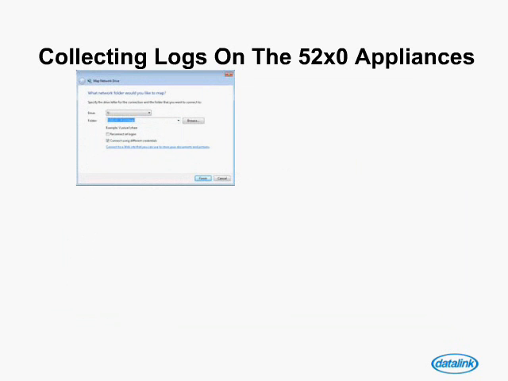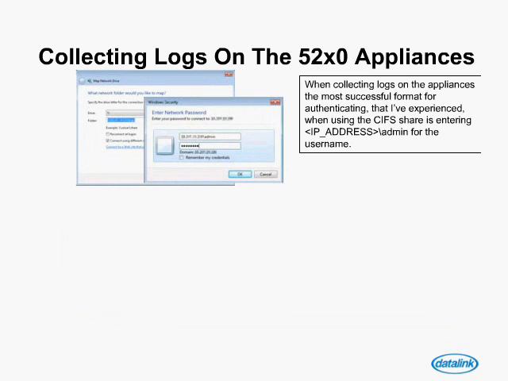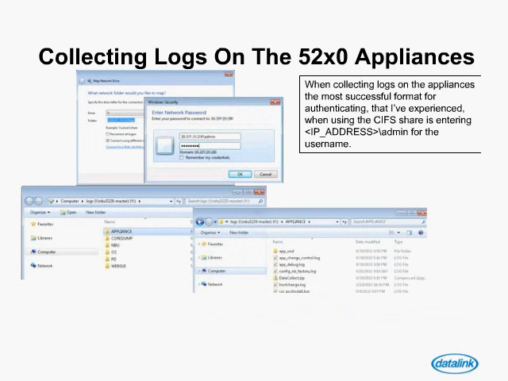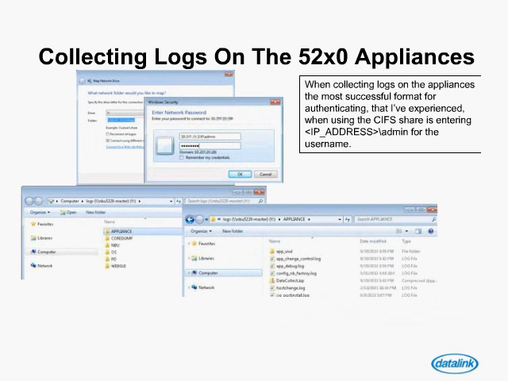CLISH. And here, again, when you go to connect, what I found that is easiest is just to use the IP address when mapping out the share as well as the credentials, and then putting in either admin for the 5200 line or the sysadmin for the 5000 series line. And that's just what I found works best for me. And then again, you can see here the menu structure for the logs.